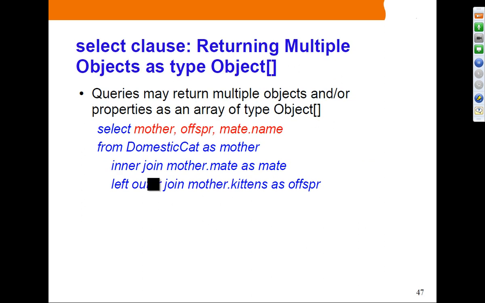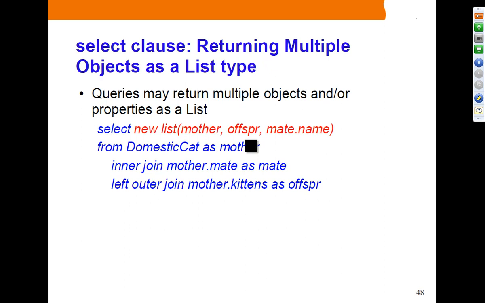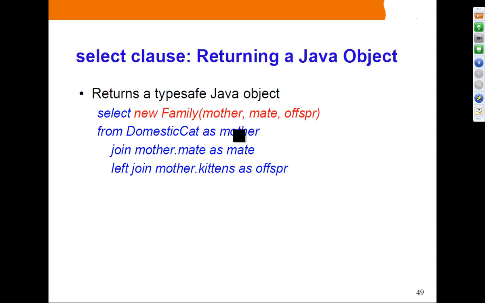Returning multiple objects as type object array. So here you can say mother, offspring, mate, name. So these are all in the form of an array. You can also have the multiple objects returned in the form of a list, so it will return a list object. And type safe Java object. So here I'm actually getting a family object.